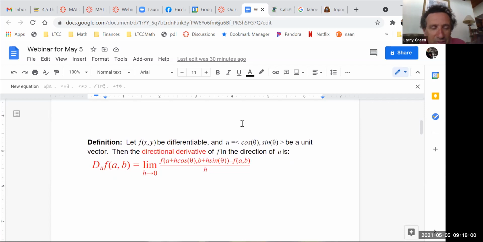And it's a bit messy. We'll do some examples. It says the following. Let f of x, y be differentiable. So as you might guess, if you can't take a derivative, good luck. We're not going to be able to figure out how steep something is if there is no such thing as a derivative. So we need to be differentiable. And let u be a unit vector. Now remember, unit vectors can be written in polar coordinates, and they're a little easier in polar coordinates than they are in regular rectangular coordinates.